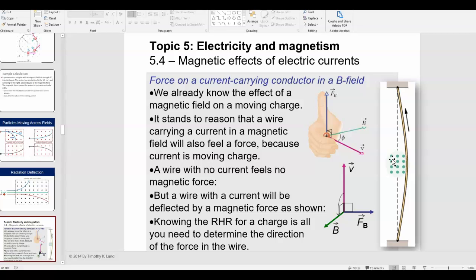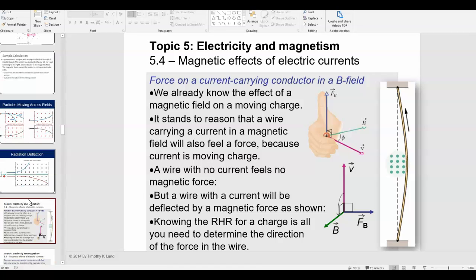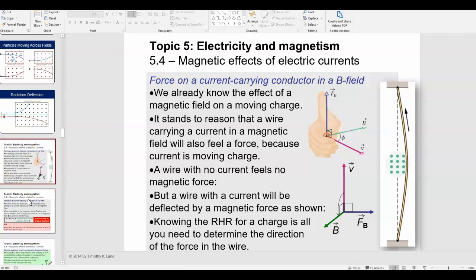And that means if you put a current-carrying wire in a magnetic field, it should be deflected to the right. And it is. You can do this experiment for yourself, or you can look it up on YouTube. It's a pretty simple demonstration, as long as you have a strong enough magnet and enough current to have enough moving charge to be deflected.